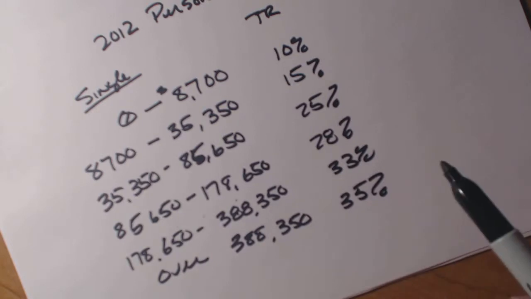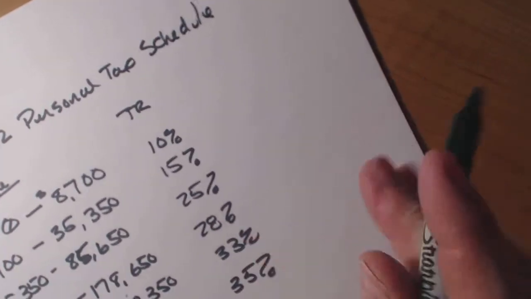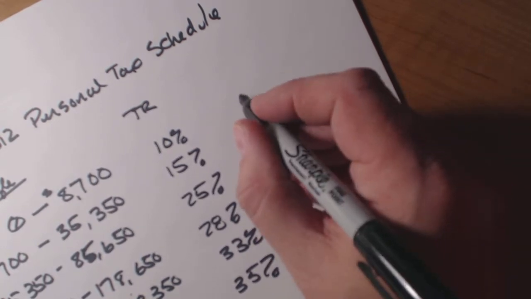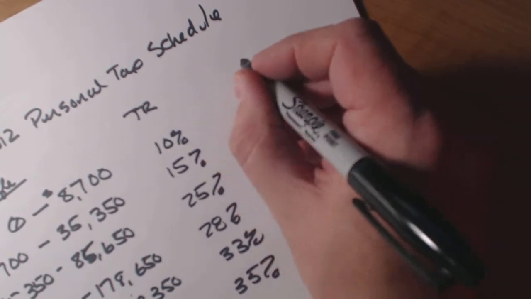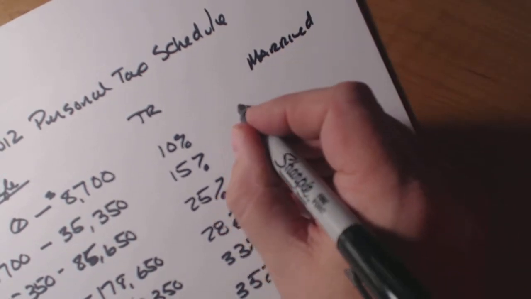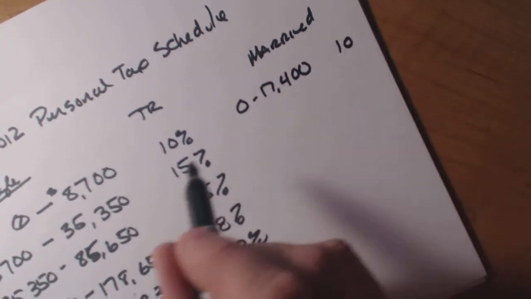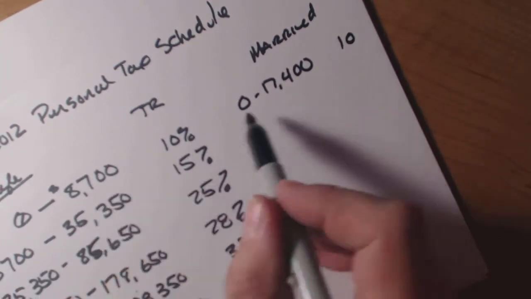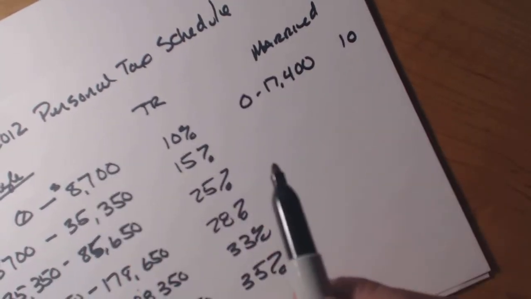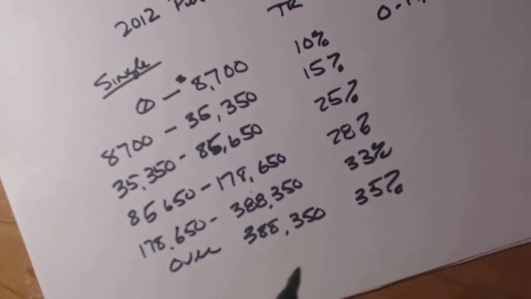Now married is a little different. There's a little different category, and let me just show you what that would look like, and we'll work with that a little later. If you were married, it would be 0 to 17,400, and the tax rate would be 10%. It's just double that as we move forward. But we have a married, and then we have a single. Today we're going to work with the single one.